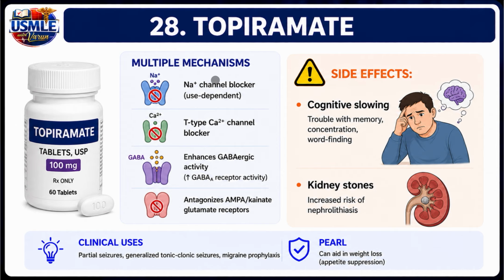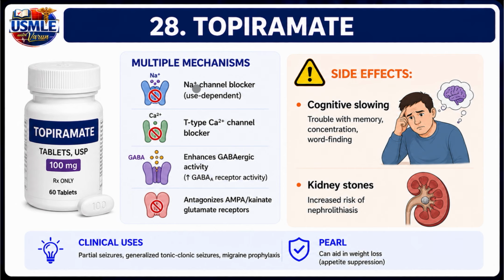Topiramate has multiple mechanisms of action. It blocks sodium channels, enhances GABA activity, and also weakly inhibits carbonic anhydrase. Important adverse effects of topiramate include cognitive slowing, paresthesia, weight loss, and calcium phosphate kidney stones.